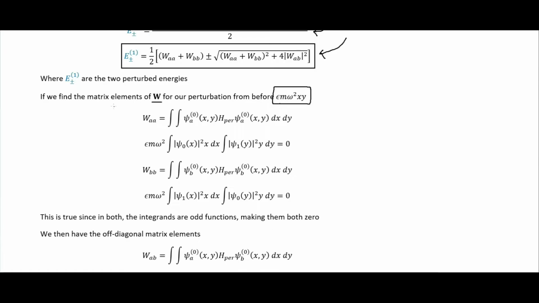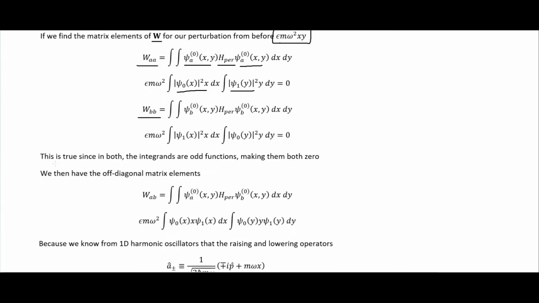And so we just find the WAA and WBB using these integrals here, because we are just doing the perturbed Hamiltonian sandwiched between our two wave functions here. Then we just split the two wave functions so that we have this, and those will both be equal to 0. This is true because both integrands are odd functions, and that makes them 0 here.